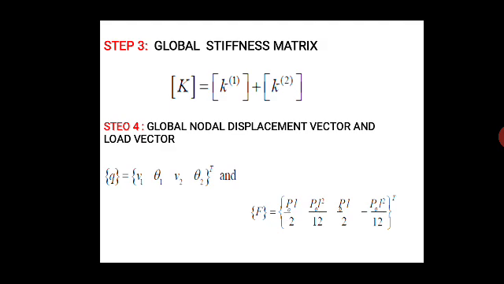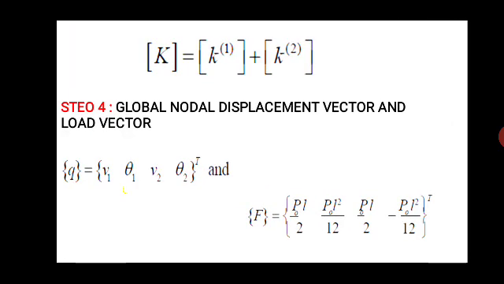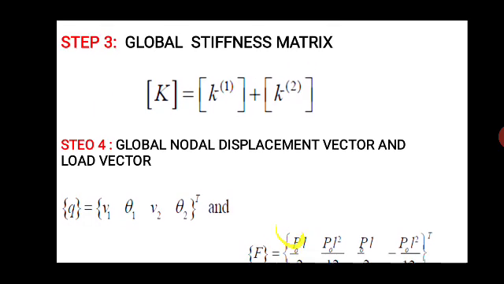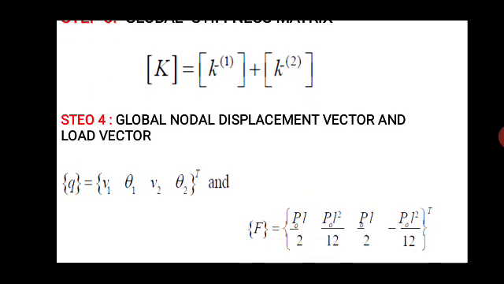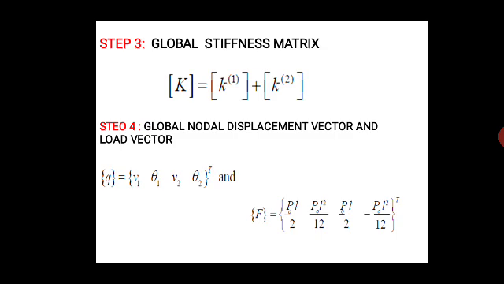V1 is a linear displacement and theta 1 is the angular rotation or angular displacement, and V2 is a linear displacement and theta 2 is an angular displacement. Similarly, the load vector we can consider as F. At node 1 we can take F1 as P naught L by 2, and M1 we can write as P naught L square by 12. At node 2 we will write F2 as P naught L by 2 and M2 as minus P naught L square by 12. Now this is step 4, that is the global nodal displacement vector and load vector.